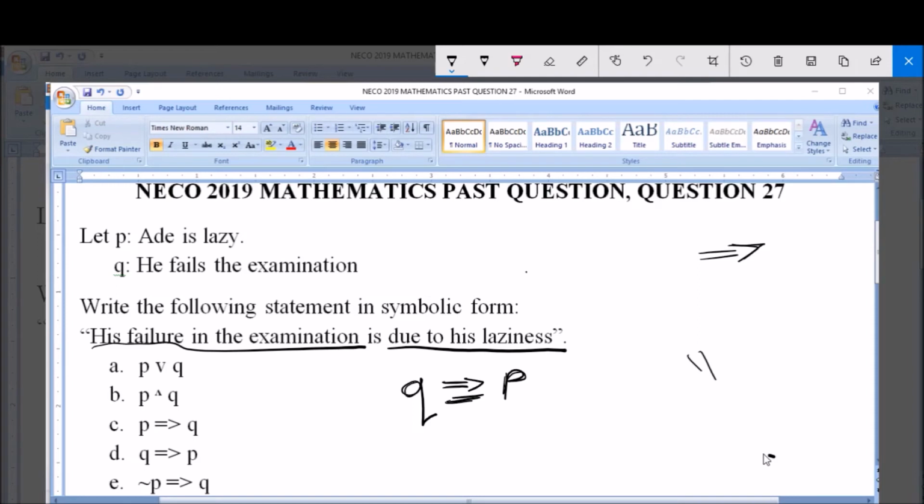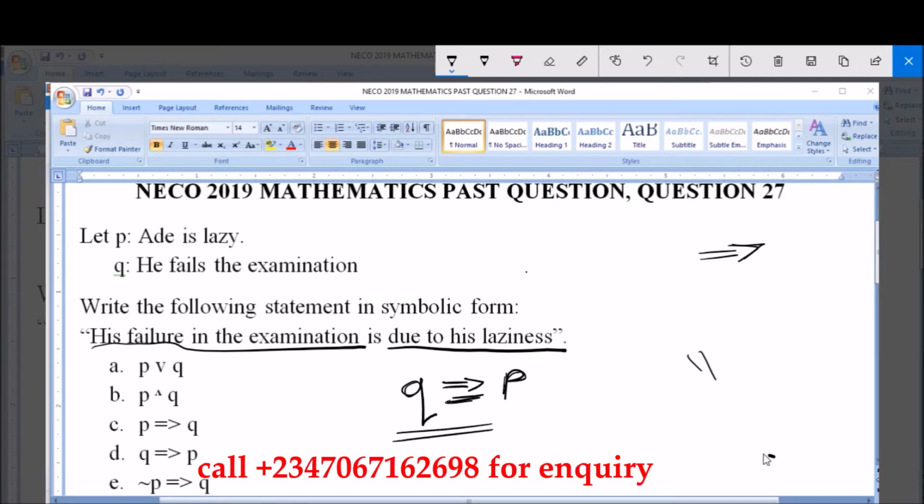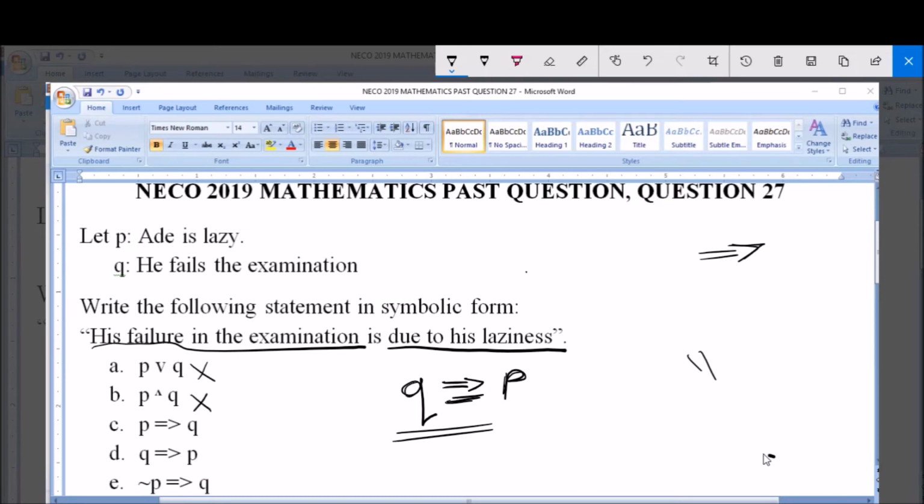Now let's check the options. Which of these corresponds to our answer? Option A says P or Q. No, that's not what we're looking for. Option B says P and Q. No. Now C says P implies Q. If it was P implies Q, we would have had that Ade is lazy and he failed the examination. That would have been the order.